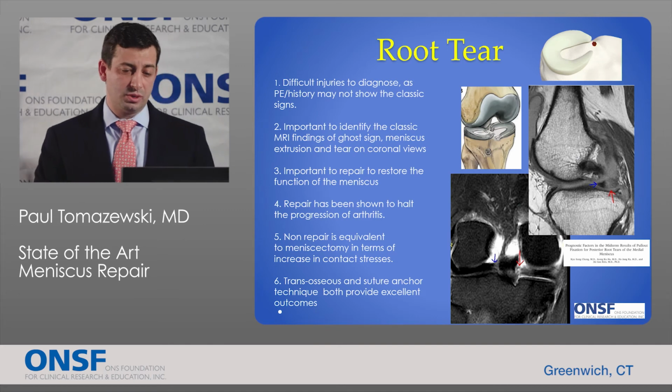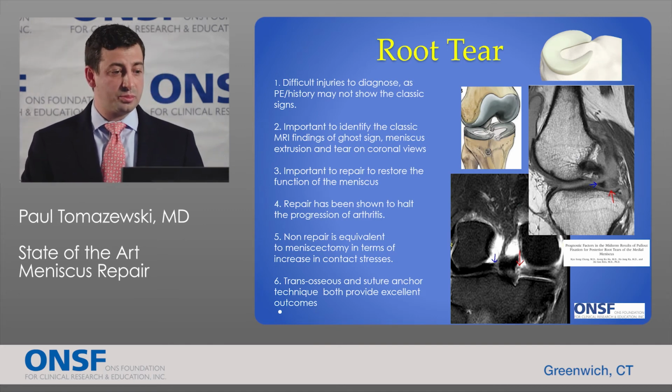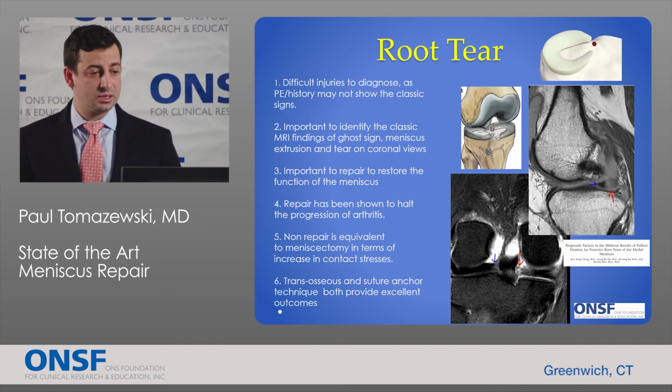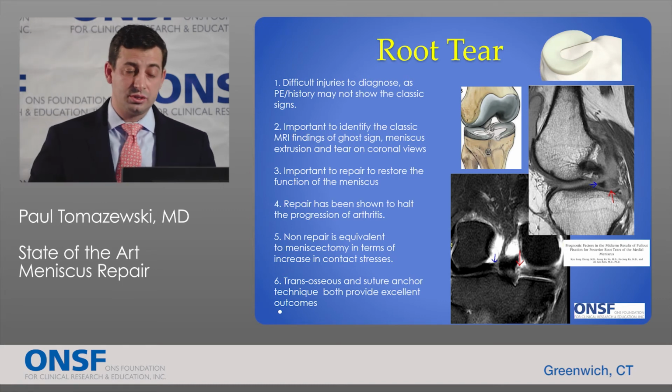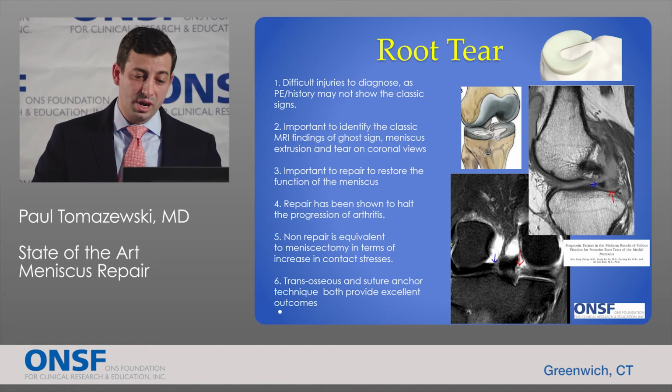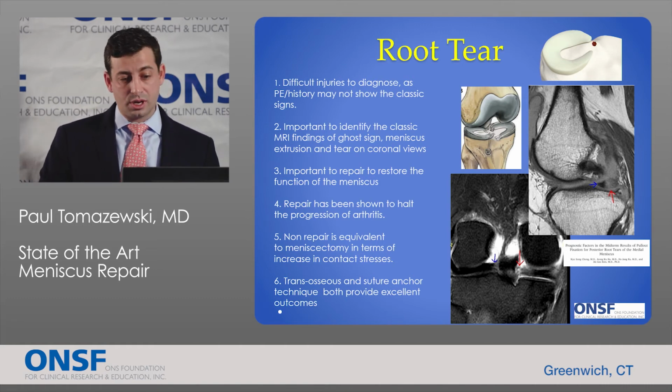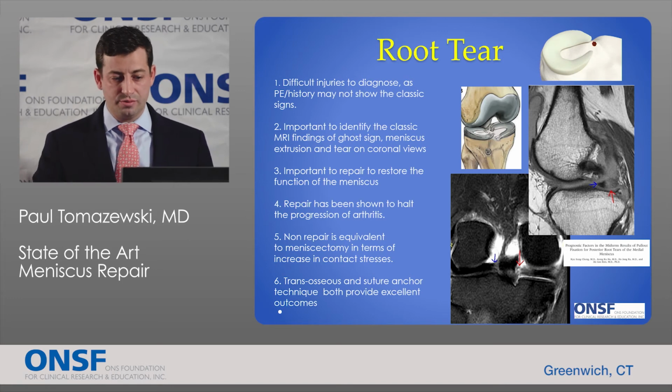Root tear is one that we've really come to understand a little bit better over the last 5 to 10 years. These are difficult injuries to diagnose on physical exam. They don't show the classic signs. On MRI, there's a classic sign called the ghost sign. You can see on the upper right-hand corner where that meniscus is no longer visible. You also get meniscal extrusion.